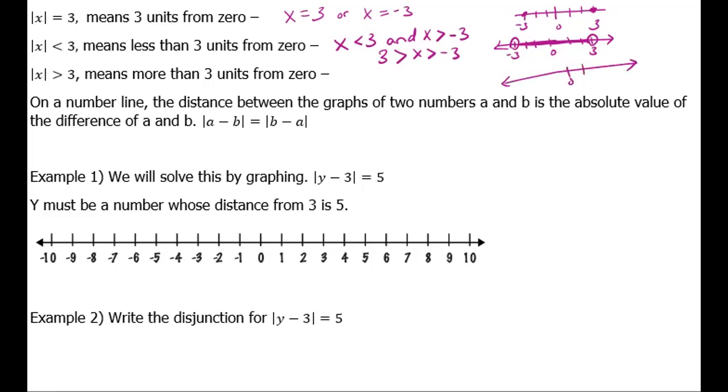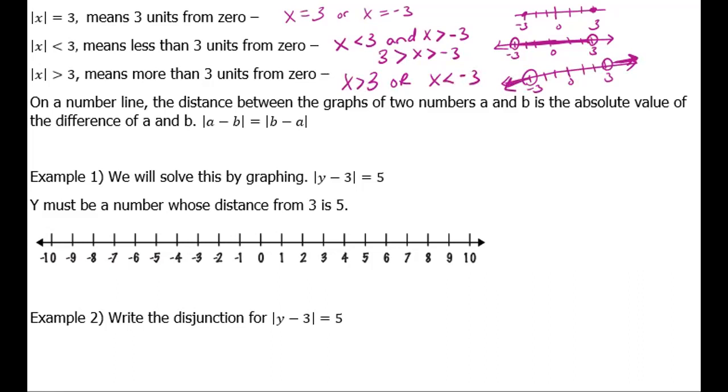So starting from 0, we have to be at least 3 away, but we can be a lot more. Or we could be 3 away in this direction, or a lot more. So that looks like a disjunction. That's an or. So either x is greater than a positive 3, or x is less than a negative 3.